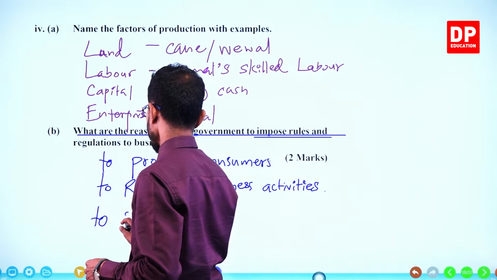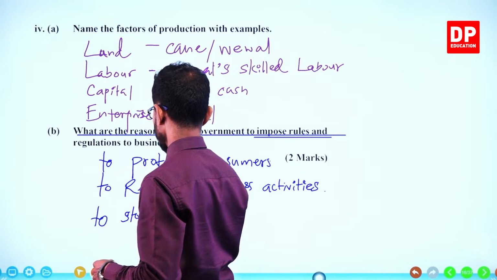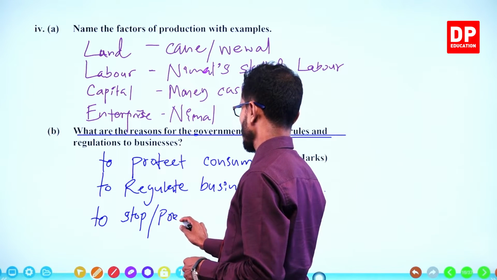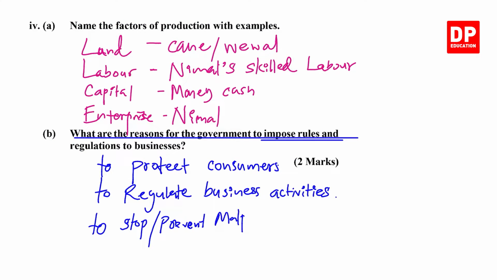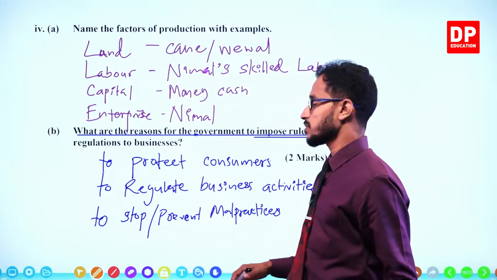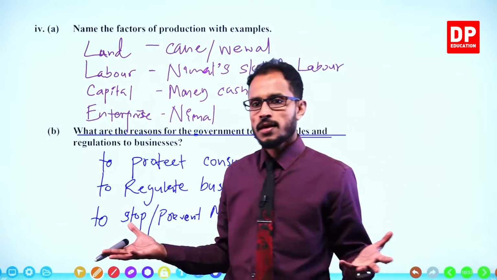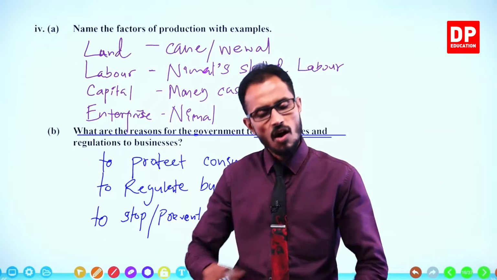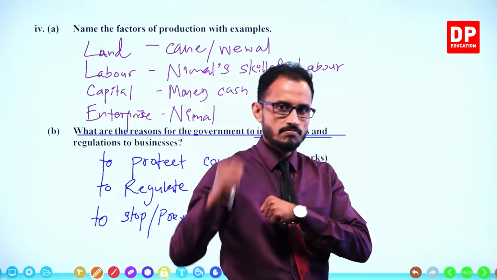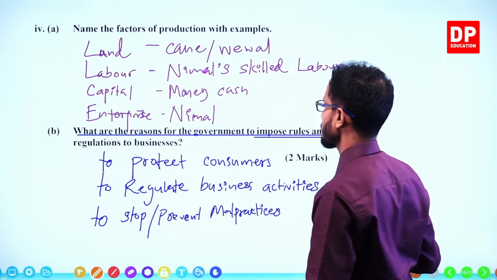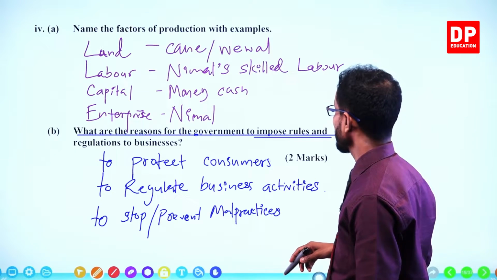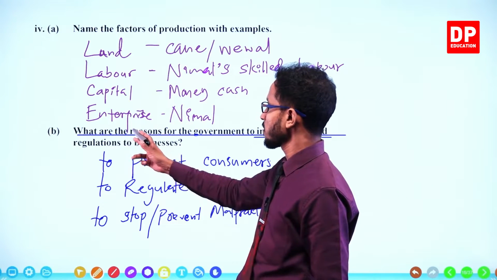To stop, prevent malpractices. Malpractices are unsuitable, illegal things that businesses do. The government is interfering, putting regulations and stopping these things. That is how governments are interfering, by imposing rules and regulations. These are the reasons.